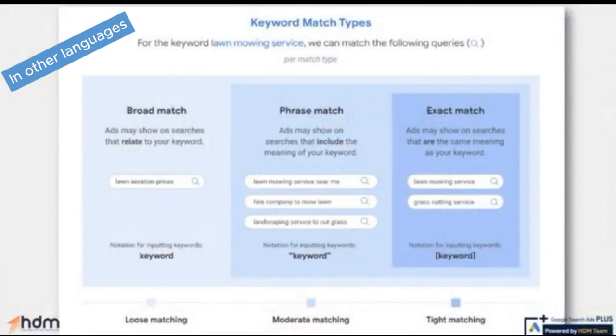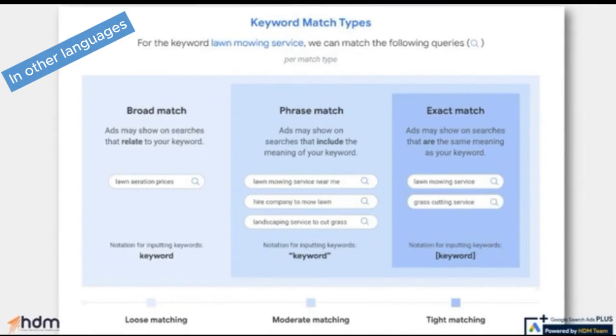It says the user's search must definitely include meaning. What does include meaning mean? It means that the user's search should contain the meaning of your keyword within it. It can have some other things added to it, but I should be able to see that piece of meaning. Remember, in Persian, we used to say the words must be there, right? But now I'm saying it should include meaning. If it's lawn mowing service, someone might search for lawn mowing service near me, where the exact words are present and it clearly includes meaning.